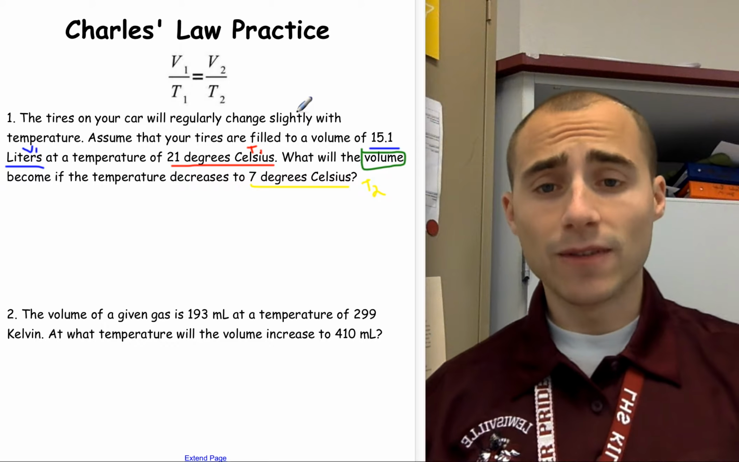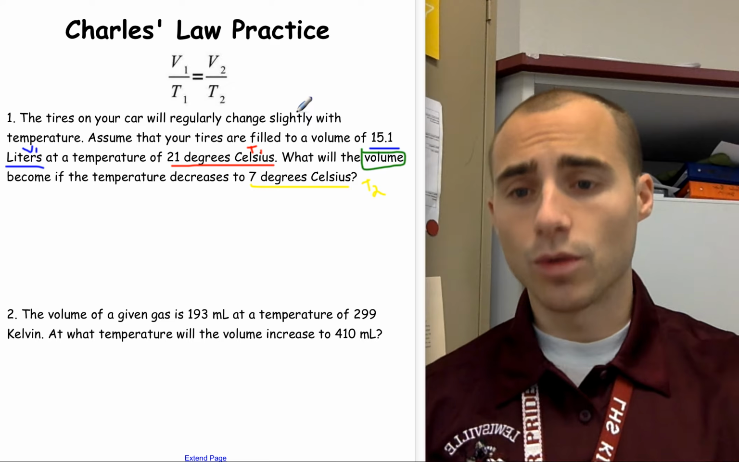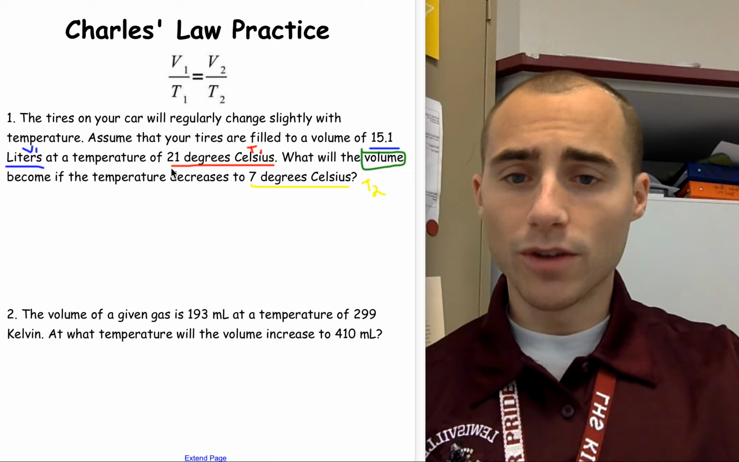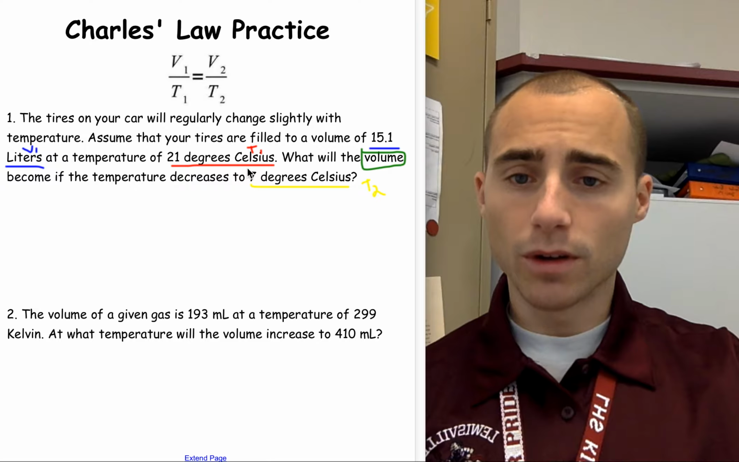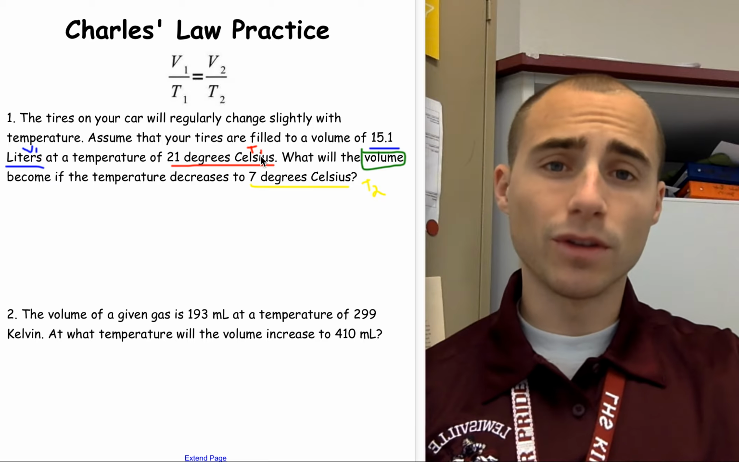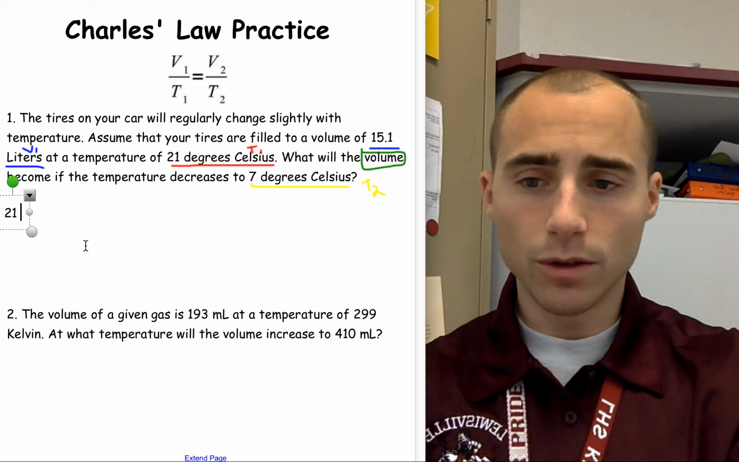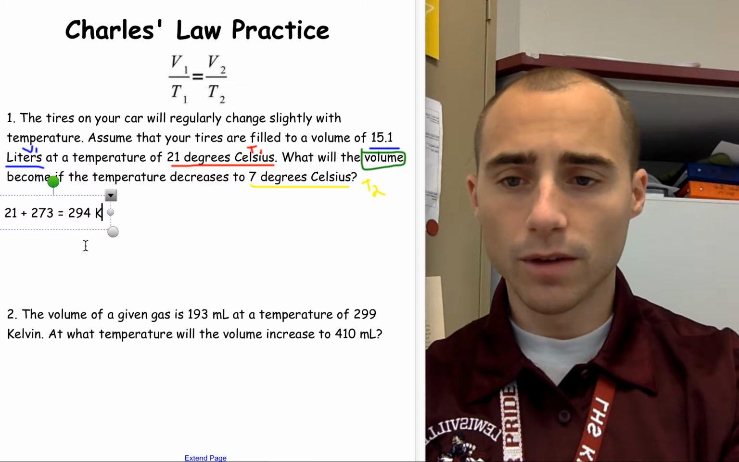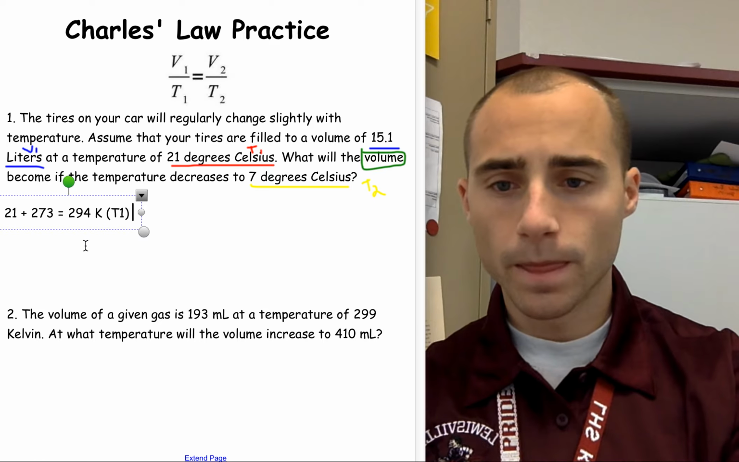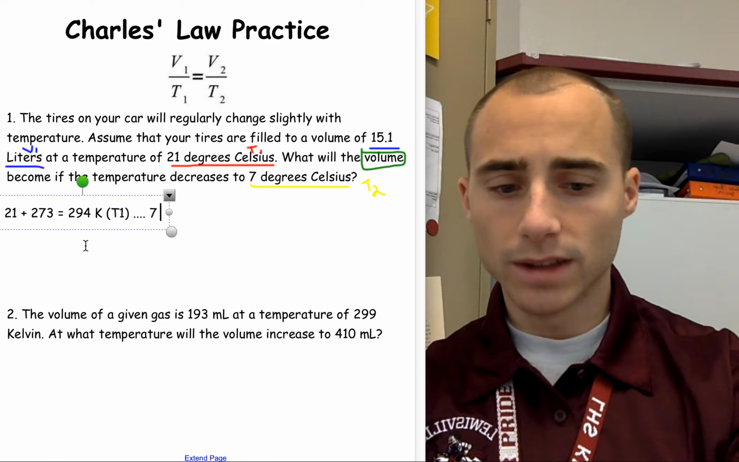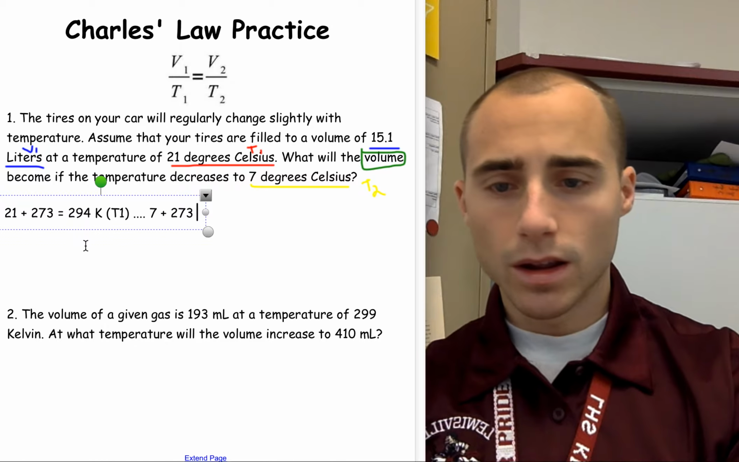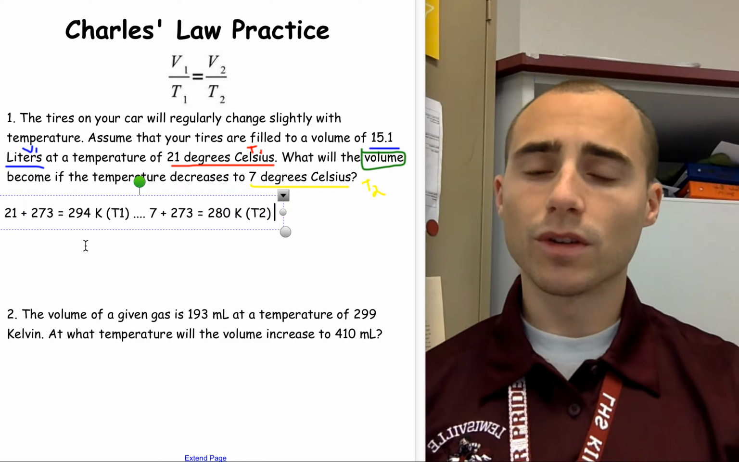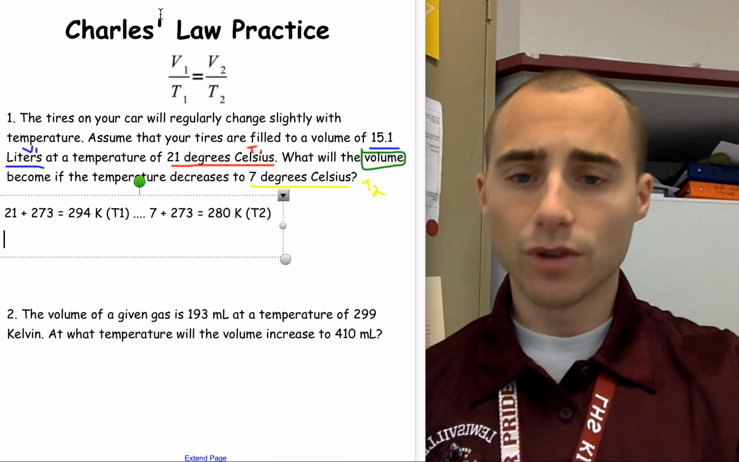Now what you should do, then, after you get your solution, is come back and watch it and check your answer. That's the purpose here. So make sure you solve this first. So we have our equation here. Our V1 is 15.1, our T1 is 21 degrees Celsius. Let's first convert these two Celsius temperatures to Kelvin. So we do 21 plus 273, which gives us 294 Kelvin for our T1. And then 7 plus 273 gives us 280 Kelvin for our T2. That's the first thing you should always do, convert from Celsius to Kelvin, so then everything else is straightforward.